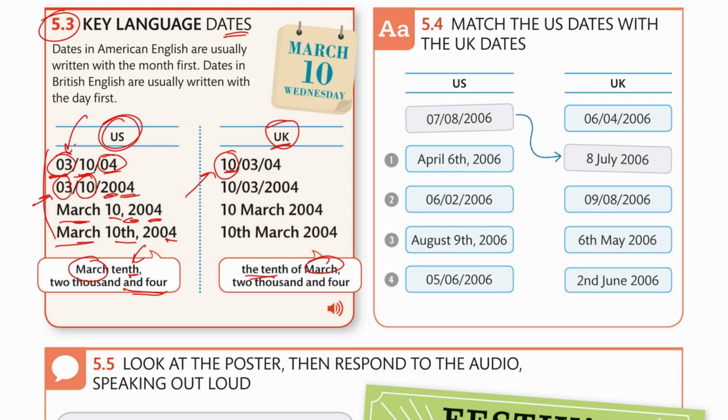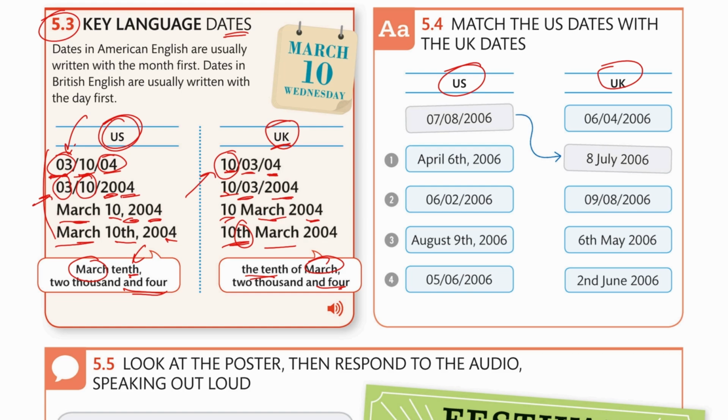So it's the 10th of March 2004. Even though they don't write TH, you still have to pronounce TH because it's an ordinal number. It tells you the order of a number. So it's the 10th of March 2004. Right? So let's try to see if this is US and how you write in the UK style.